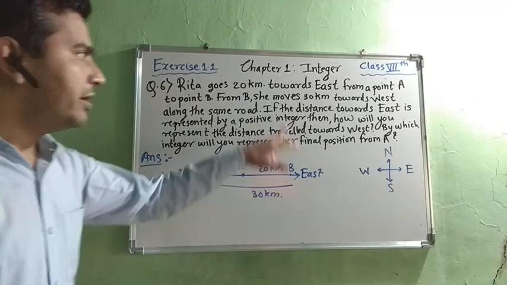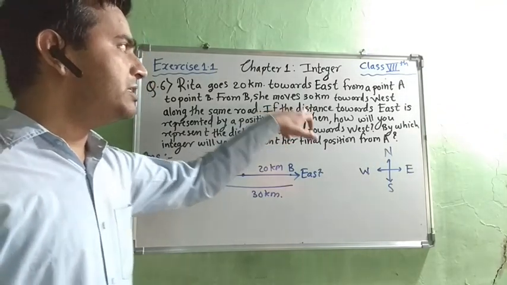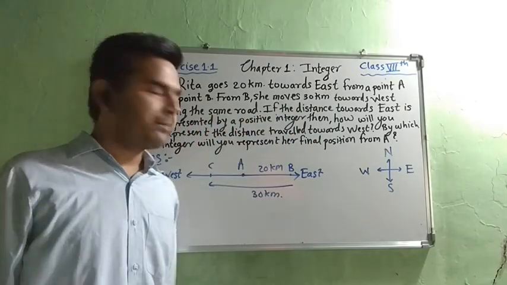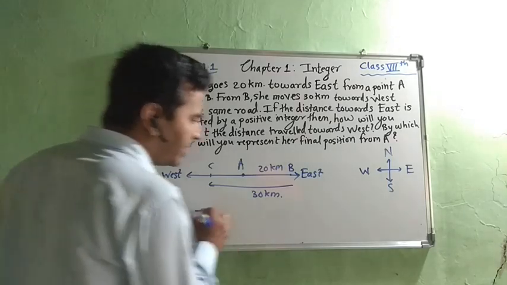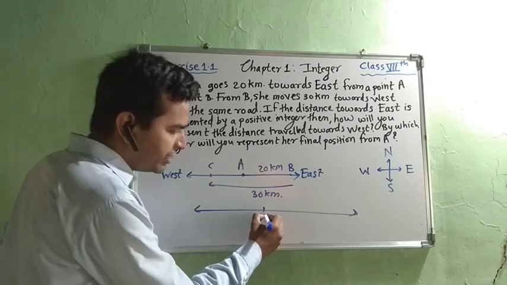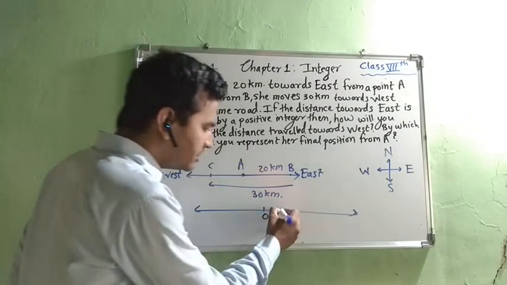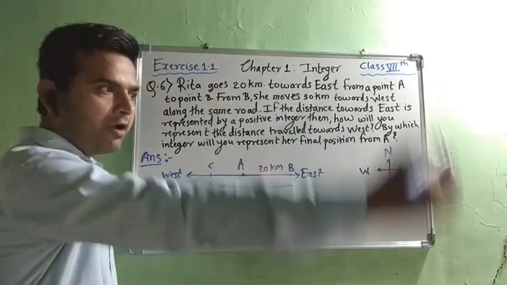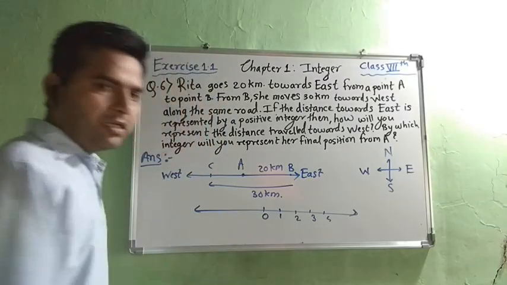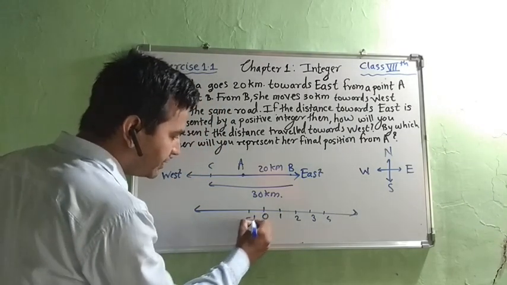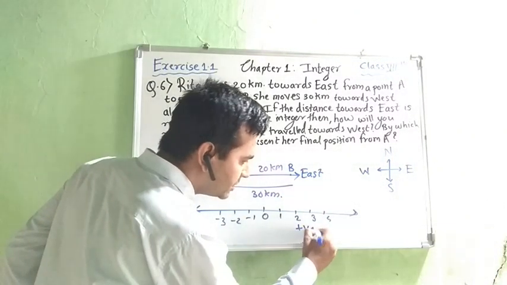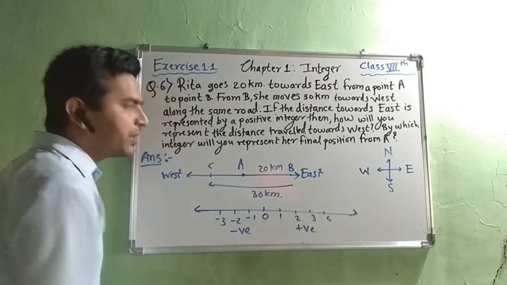Okay, now listen to what is given. If the distance towards east is represented by a positive integer. Now, as we know, suppose this is the number line. On the number line this is the initial point 0. After that all positive integers we represent on the right-hand side, 1, 2, 3, 4, like that. Here all negative numbers we represent, -1, -2, -3, like that. Means here all the positive numbers and here all the negative numbers.